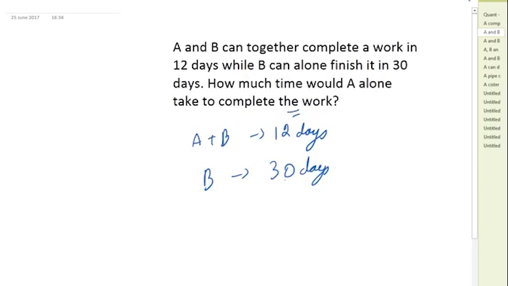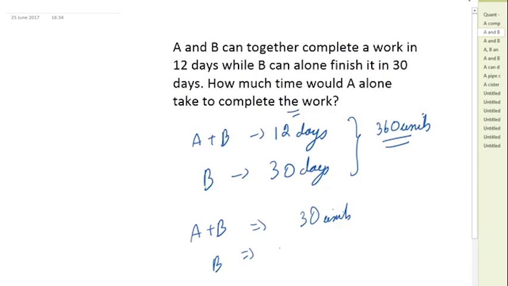So I have 12, I have 30. So I need a number which is divisible by both of them, which would be easy. So I'll just assume 360 units. So I'm assuming that the total work is 360 units. Okay. So when A plus B work together, they complete 360 units in 12 days. So in one day, they do 30 units of work. And when B works, he does 360 by 30 or 12 units per day.